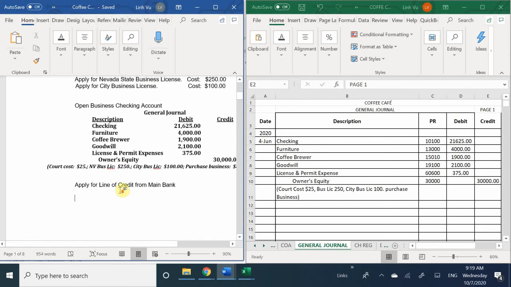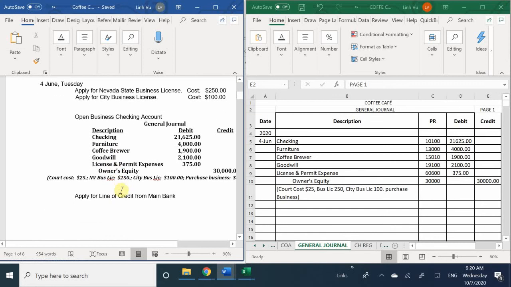All right. So what happened next on June 4th? Sold the furniture. Oh, there's one more line right before that. So, apply for line of credit from main bank. Okay. Is this transaction significant enough to record? Not yet for the meantime, because you don't know how much the line of credit would be. Good. We haven't got the loan. Say that again, Tennyson. You're approved. We have only applied. Perfect.